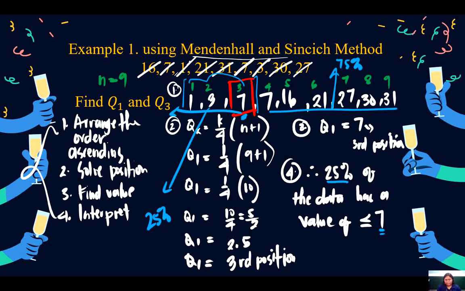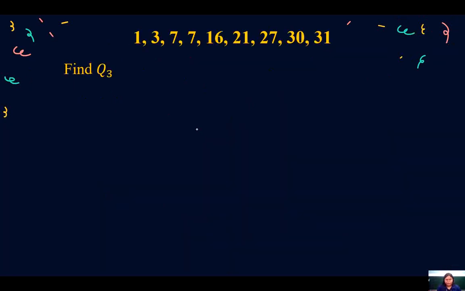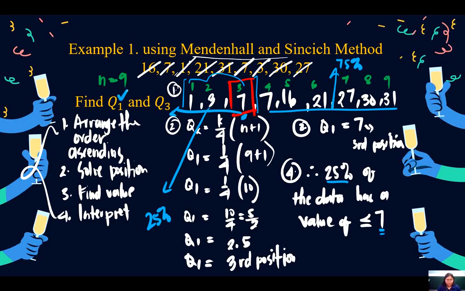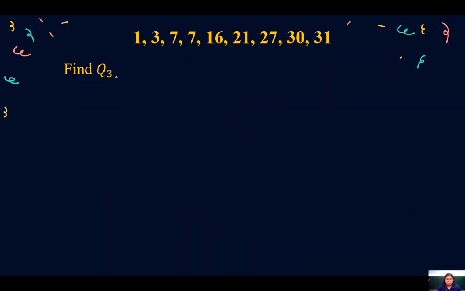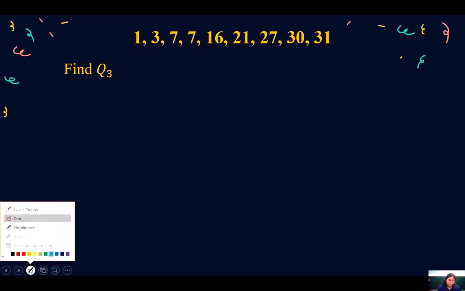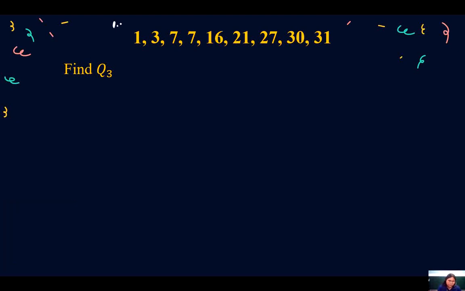Okay? Example number 2. Let's continue. Kasi we're done with this sa first quartile or Q sub 1. Let's proceed to third quartile. Okay? So here, class, we already arranged it into ascending order. Okay? So we have 1, 3, 7, 7, 16, 21, 27, 30, and 31. So this is our first step.